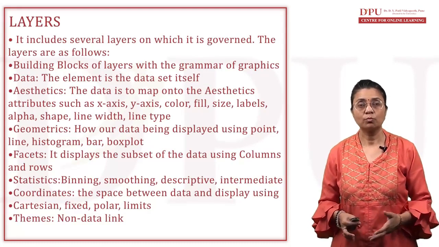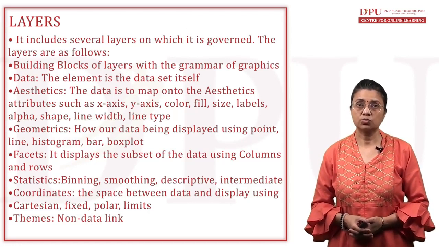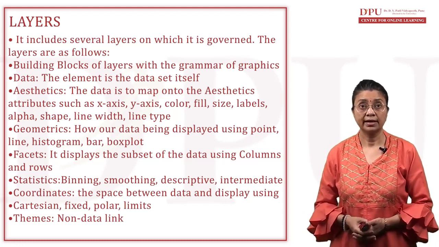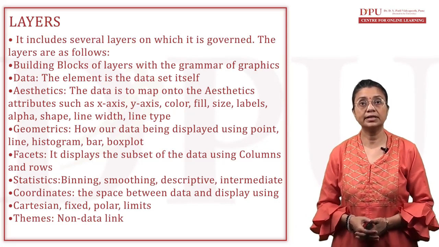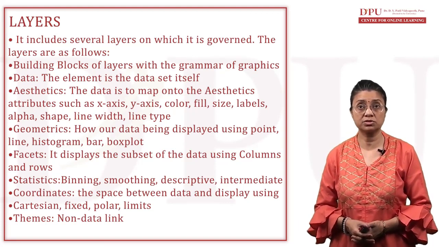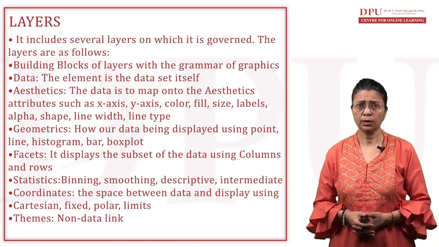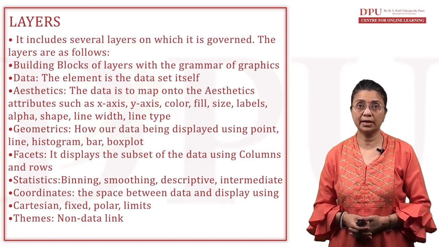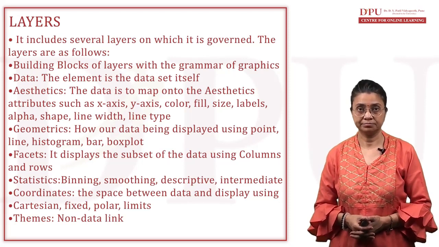Layers. So mainly it includes several layers on which it is governed. The layers are as follows. Building blocks of layers with the grammar of graphics, where you have the building blocks. Data. The element is the data set itself. Aesthetics. The data is mapped onto the aesthetic attributes such as x-axis, y-axis, color, fill, size, labels, alpha, shape, line width, and line type. Geometrics. How is data being displayed using point, line, histogram, bar, box plot? So here we try to understand how our data will be displayed on the screen.